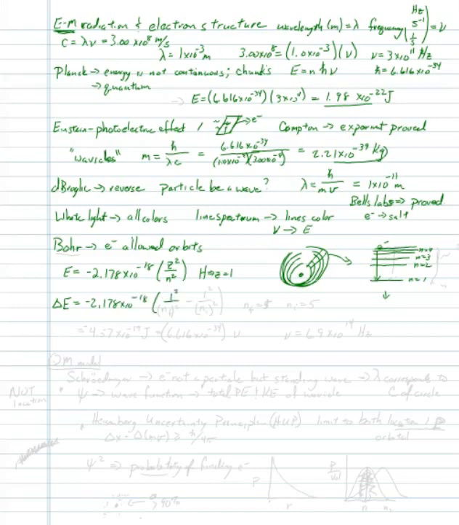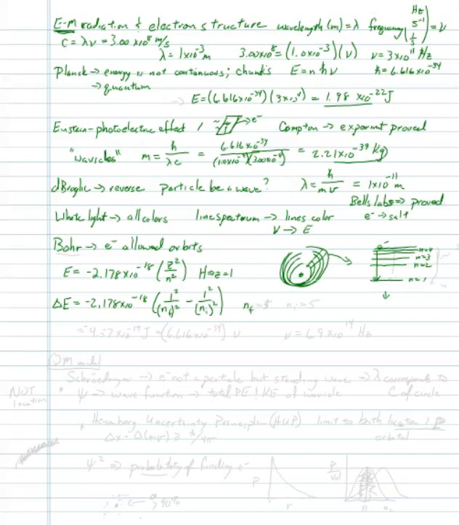For the hydrogen atom, Z equals 1. NF is your final, NI is your initial. If it's a negative number, that means you're going to get energy out. If it's a positive number, you're going to have to put energy in. Since the electron's falling closer to the nucleus, you're going to get energy out, so you're going to end up with a negative number.